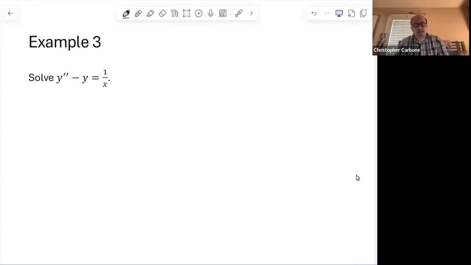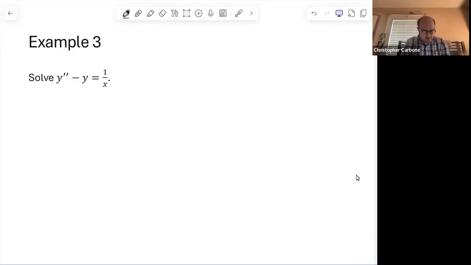Hello, class. In this example, we are going to apply variation of parameters, but this time the difference being using an integral defined function. So I have here a second order differential equation, y double prime minus y is equal to 1 over x, which is already in standard form. We don't need to do anything to it, which is nice.